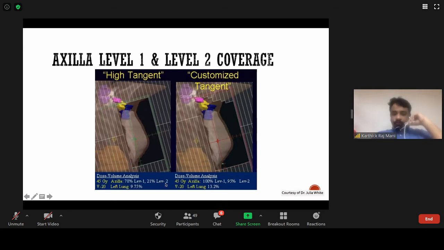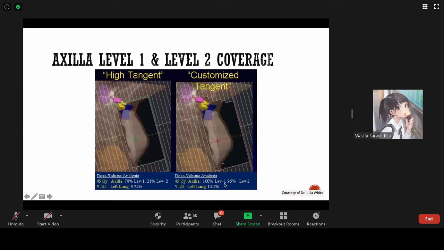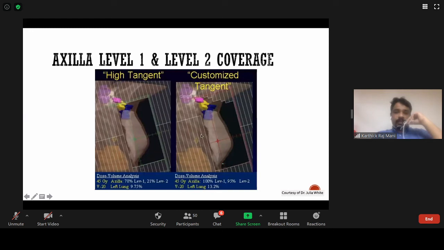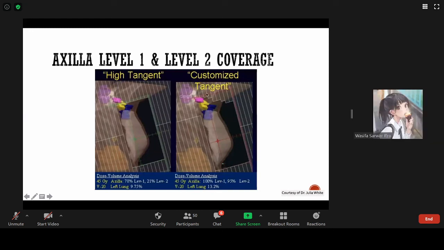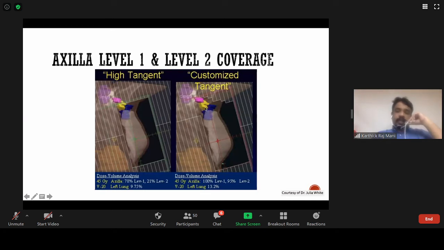And if you customize your tangent a little bit, we can make sure 100% of your level 1 will be covered by 45 gray, and 95% of the level 2 45 gray volume will be covered. That is good enough. Just using a customized tangent, we are really able to improve the level 1 and level 2 coverage whenever it is indicated.